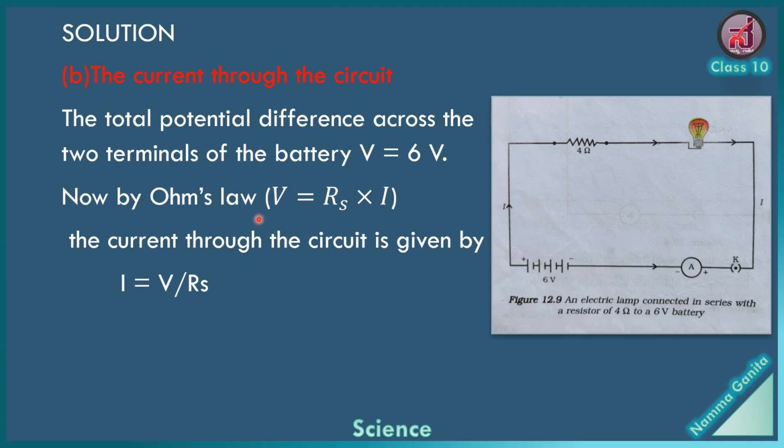Shift this Rs to the left hand side, then I is equal to V by Rs. I means the current through the circuit, V potential difference across the two terminals of the battery, Rs means total resistance. Substitute the values, that is equal to 6 volt divided by 24 ohm, that is equal to 0.25 ampere. SI unit of current is ampere.